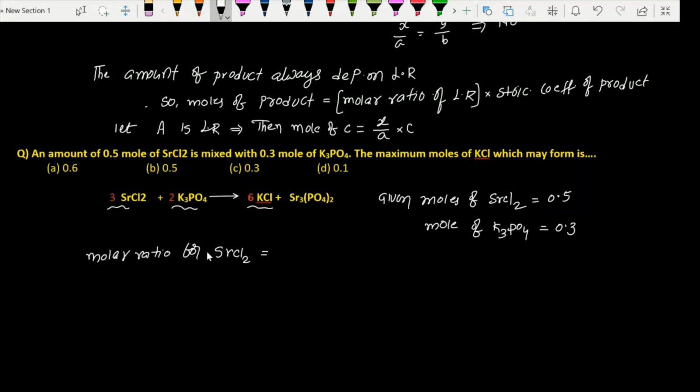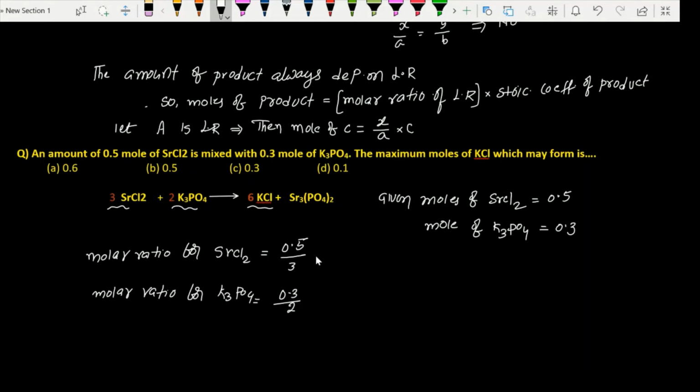What is the meaning of molar ratio? Given moles over stoichiometric moles. Given moles are 0.5 and stoichiometric moles is 3. Next, the molar ratio for the other reactant. You can find this for all the reactants. The molar ratio for K3PO4 is 0.3 over 2.